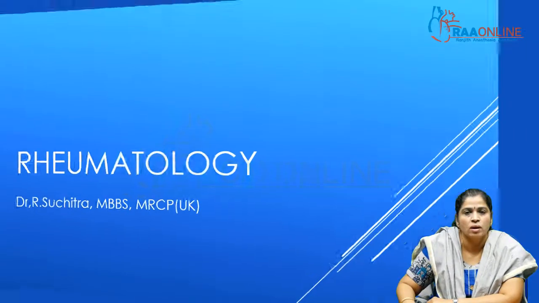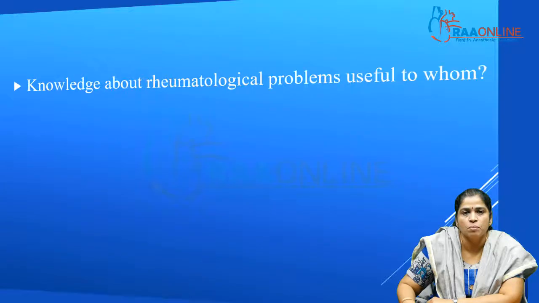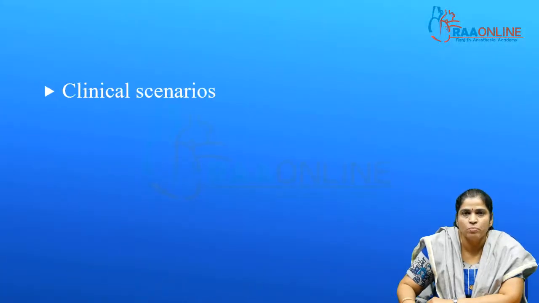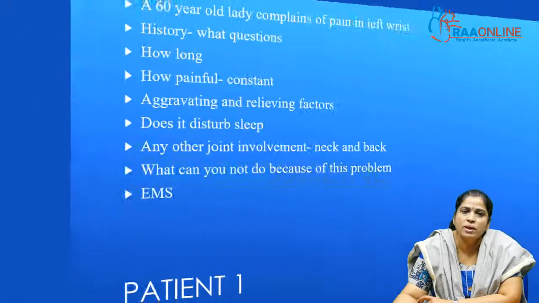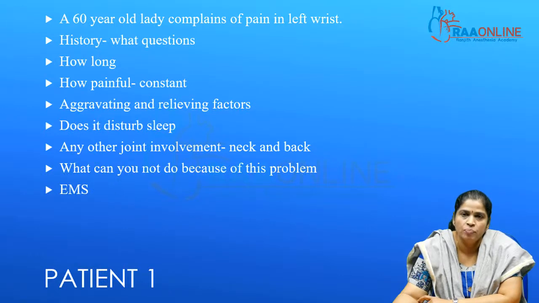So, let me start with some clinical scenarios which might be more useful to you. The first patient is a 60-year-old lady. She complains of pain in her left wrist. In this session, I'm going to concentrate only on history. I'm going to tell you to try to arrive at a possible differential diagnosis using history alone. So, what questions can you ask?